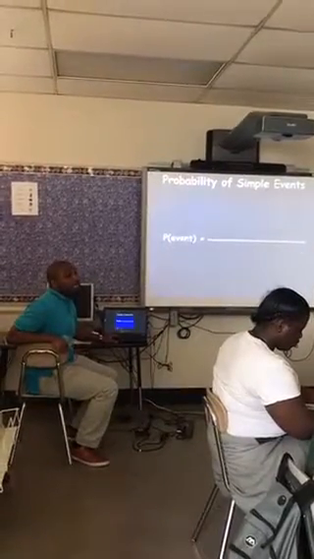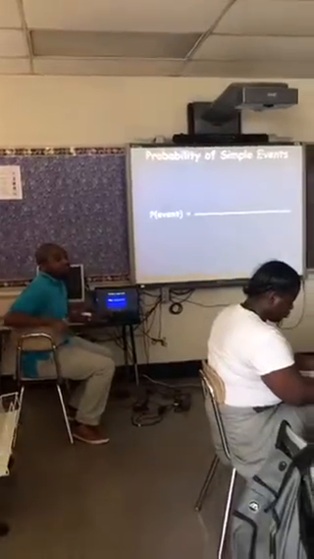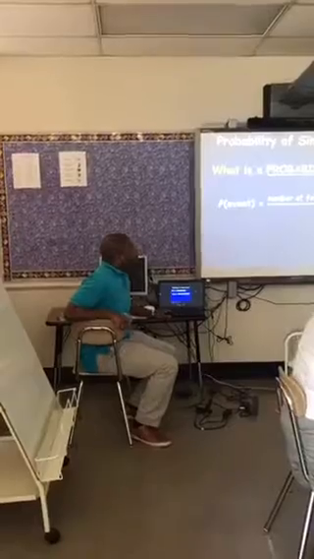So here's the formula that you're going to use. You might want to write this down. I know it's in your textbook, but let's get into the practice. Probability of an event: the number of favorable outcomes.